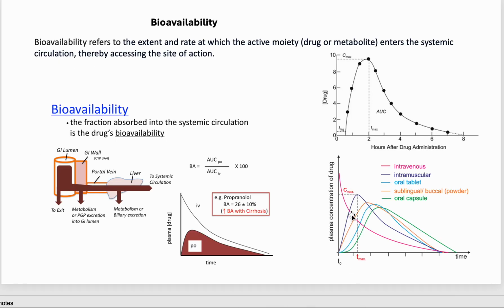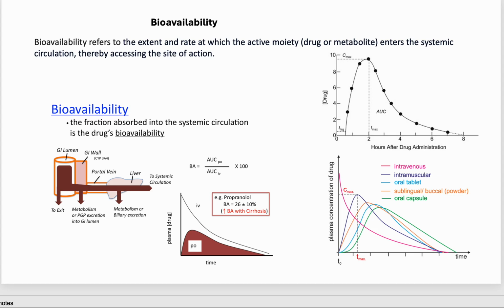I showed this graph. You see, in case of intravenous, it starts with the highest concentration of the drug, right? Cmax. And then it starts decreasing because it also follows first order kinetics. We'll discuss it when we discuss excretion. Just remember, intravenous, because it's injected directly into the bloodstream, bypasses the first pass.